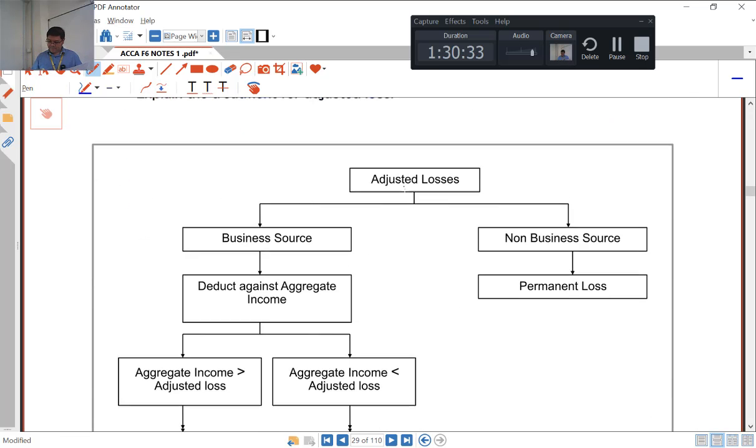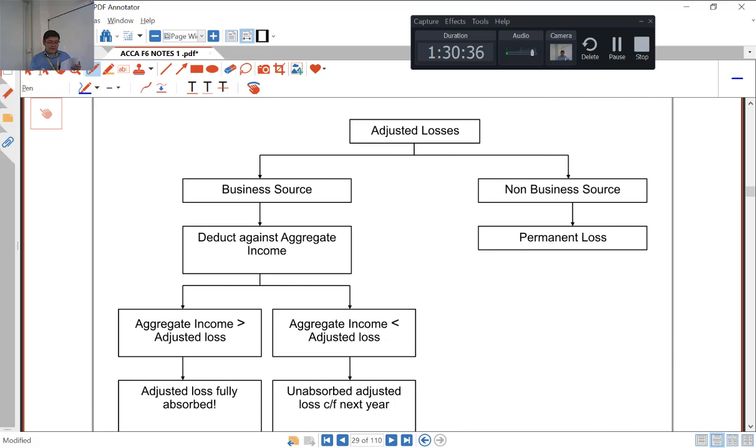Now, how do you utilize the loss? If you look at this diagram here, it explains the way we deal with our losses. So if the loss is under a non-business loss, as we said just now, what do we do? The loss is permanently lost. You don't do anything with it, okay? Non-business, permanent.